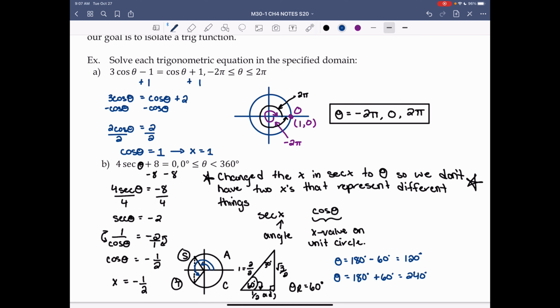And then just at the very end, remember we started with secant x and we changed it to secant theta. So really our solutions, instead of being written theta equals, should actually be written x equals. So we'd write x equals 120 degrees and x equals 240 degrees. Change theta back to x for solutions.